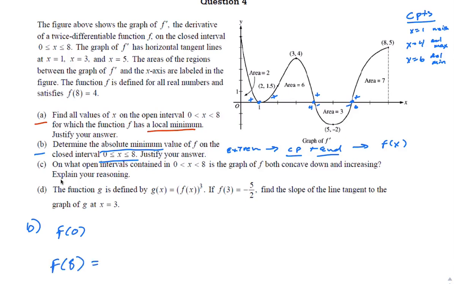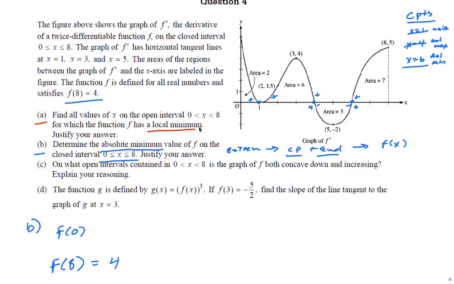And actually, I know what f of 8 is. They gave it to us right here. f of 8 is 4. Now my critical points, which we found in the last part, are 1, 4, and 6. We know 1 is a neither because it goes plus to plus, no sign change. We know 4 is a max, it goes from positive to negative. And 6 is a min because it goes from negative to positive. We're looking for the absolute min, so the only one I have to check is 6.